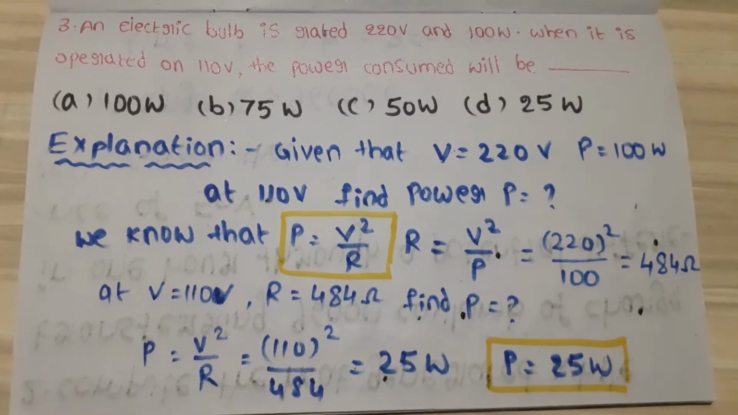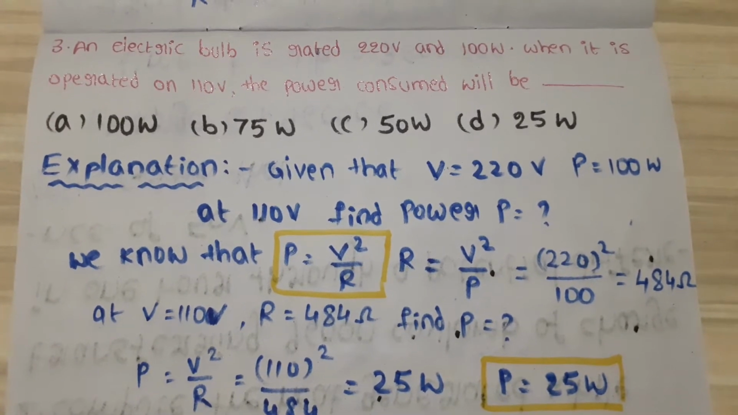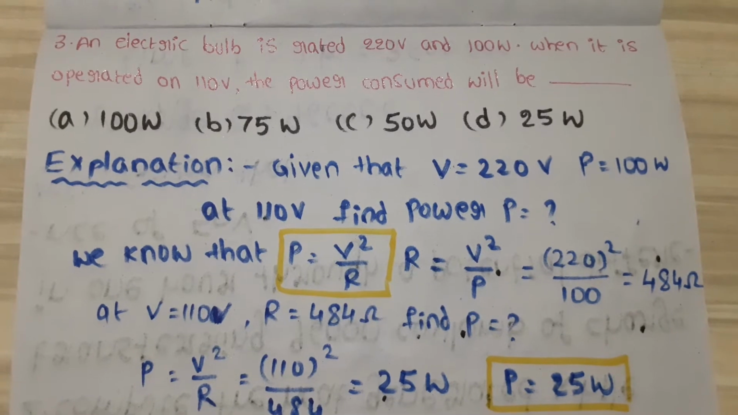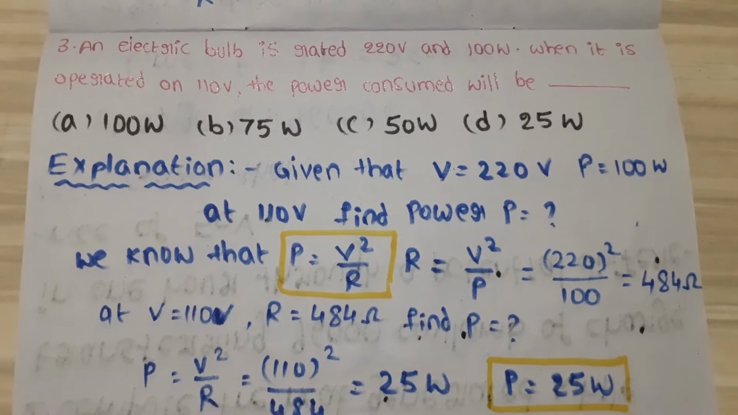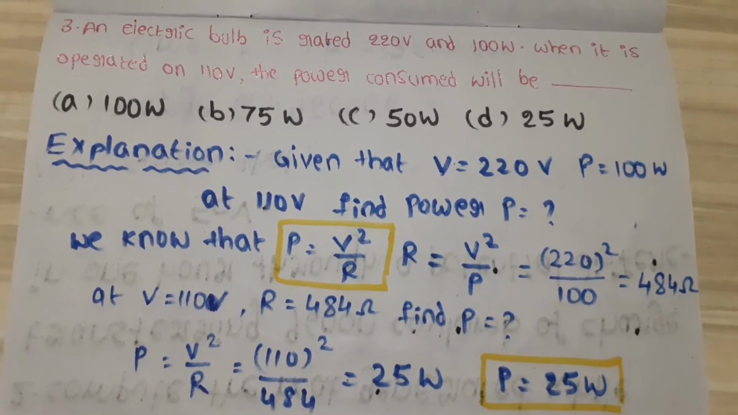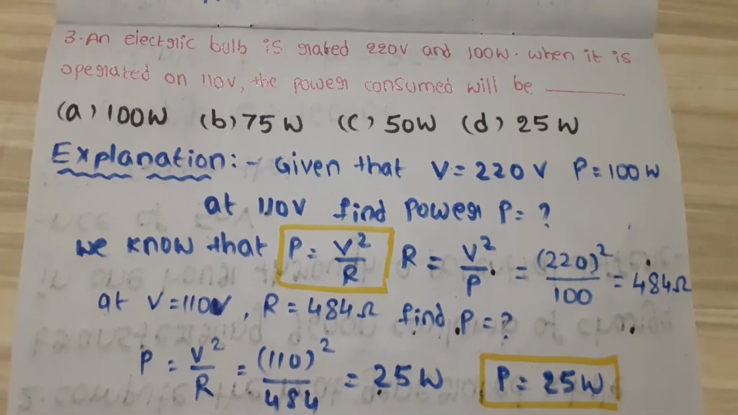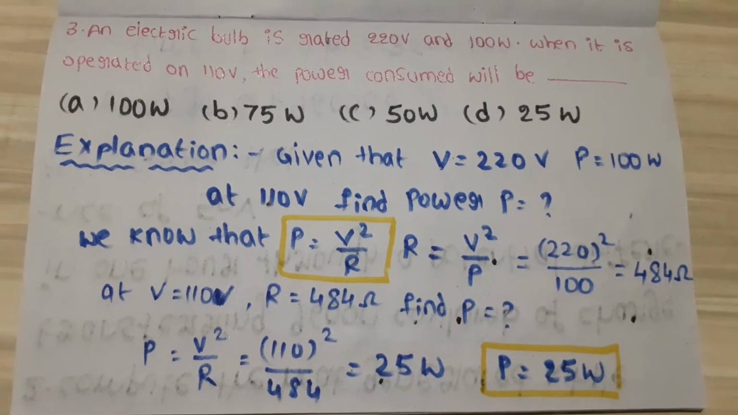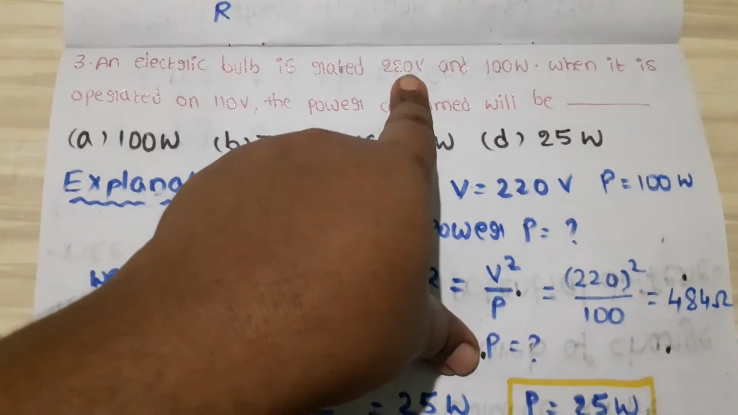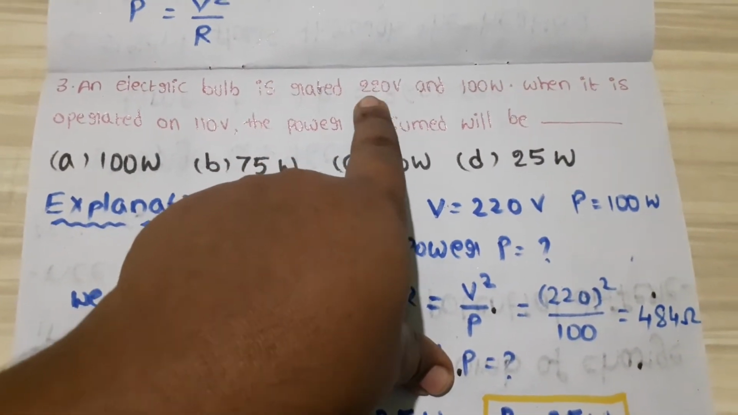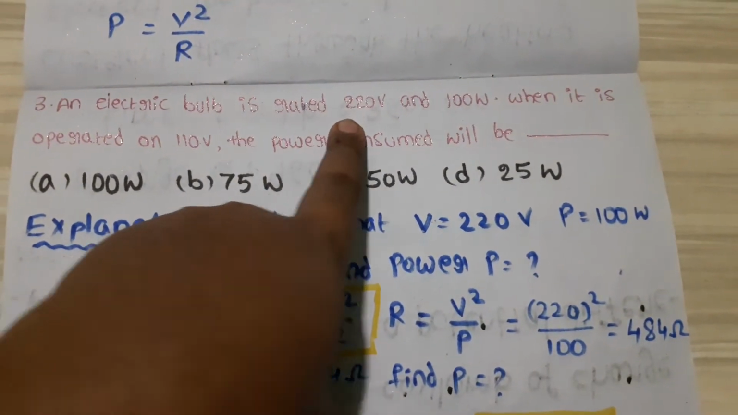Next question number 3. An electrical bulb is rated 220 volts and 100 watt power. When it is operated on 110 volts, the power consumed will be: option A 100 watt, option B 75 watt, option C 50 watt, option D 25 watt. In this question, it is given that the potential difference is 220 volts and the power is 100 watt.